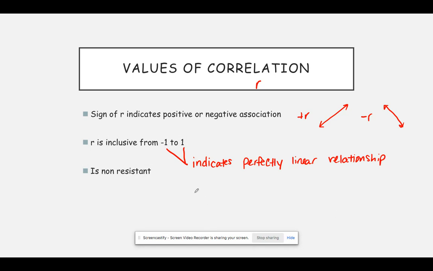If you have a value of 0, that tells us that there's no linear relationship. It doesn't necessarily mean that there's no relationship at all. It just means that that relationship is not linear. And then the value for correlation is non-resistant. So this really just means that it's impacted by outliers.